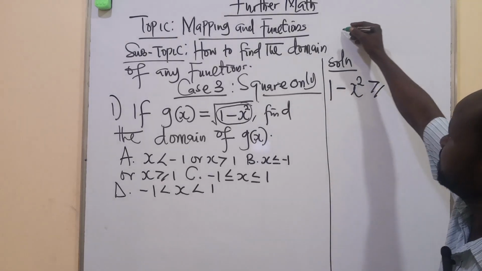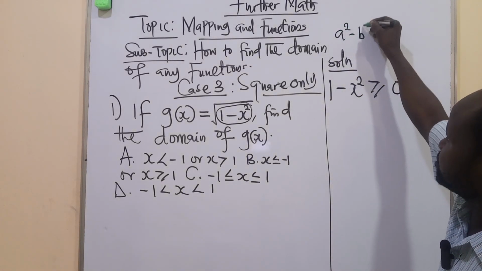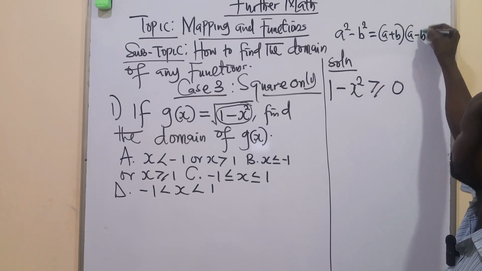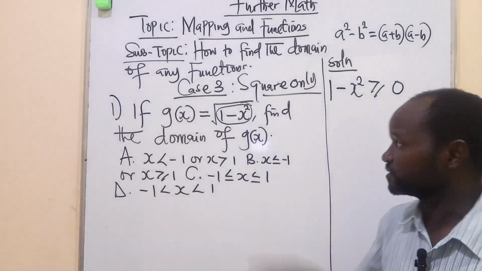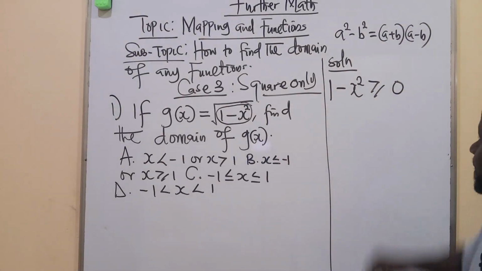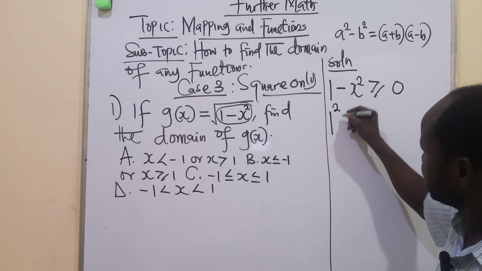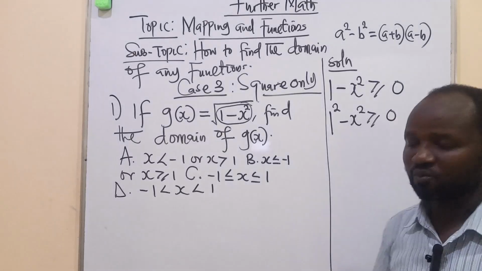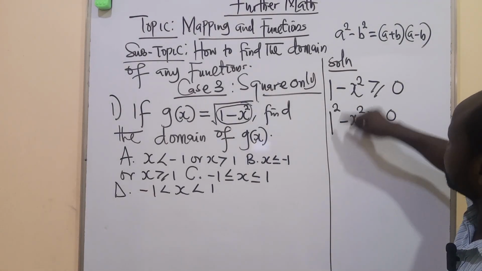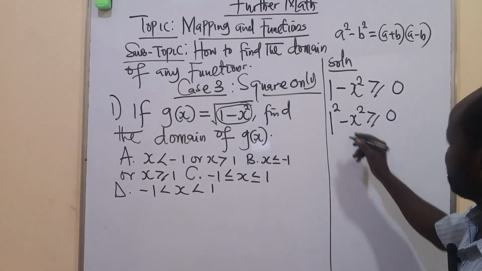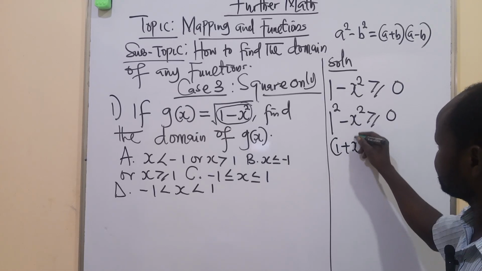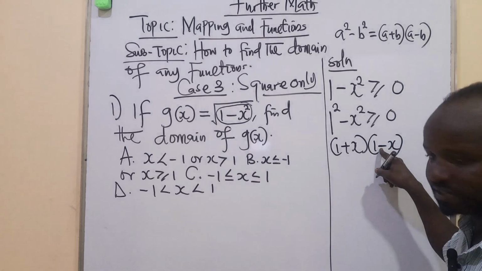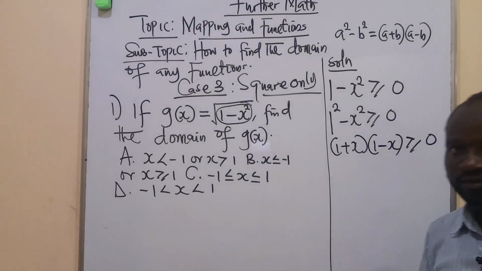Difference of two squares. Recall, if we have a squared minus b squared, this is the same as a plus b, then a minus b, from difference of two squares. This is an identity. So let's apply that. We can write this as 1 squared minus x squared greater than or equal to 0. 1 squared is the same as 1. In this case, our a is 1 and our b is x. Let's apply it. We'll have 1 plus x in one bracket, then in another bracket, we have 1 minus x. Just interchange the sign. Must be greater than or equal to 0.